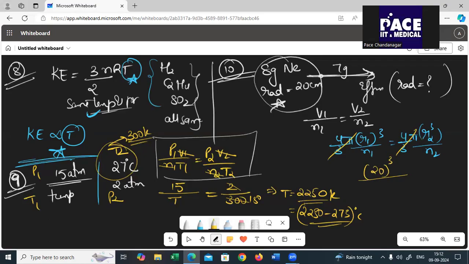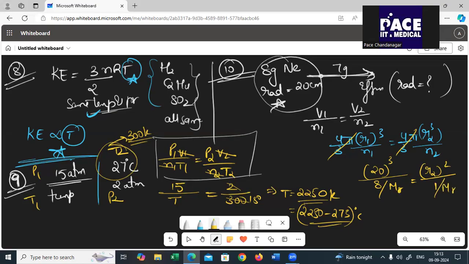N1 is nothing but the number of moles. Number of moles is given mass by molar mass. Given mass is 8 by the molar mass of neon. I am writing it as Mr, or you write it as 20, because neon has 20 molar mass. It is going to be cancelled out anyway, so I'm not writing it. That's it. R2 I do not know. R2 cube by N2. What is N2 now? That is what we are asked about. Only 1 gram is left out.